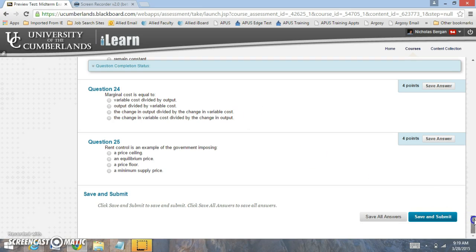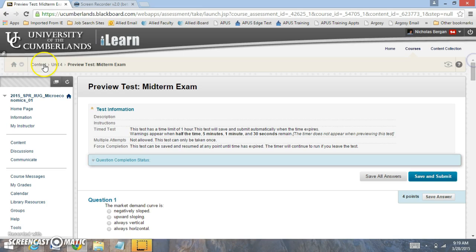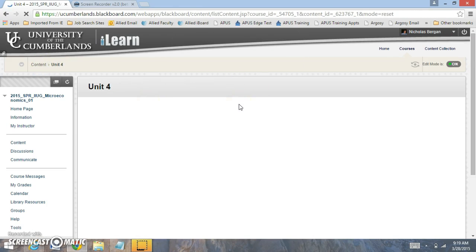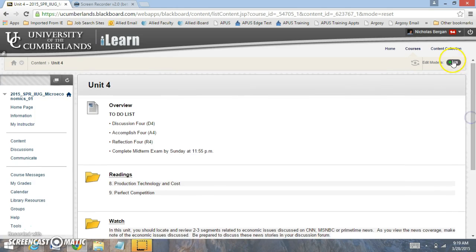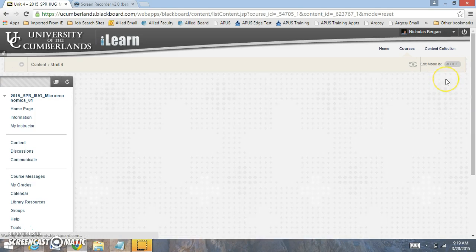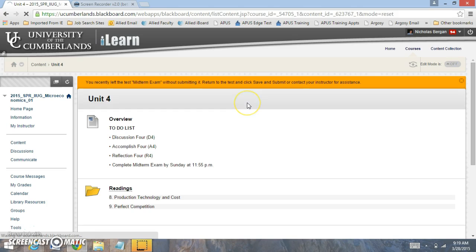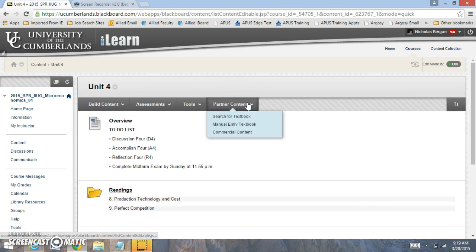So those are what you're going to be looking at with your midterm exam. Please note that you have only one attempt, and when you start the exam, you have to complete it at that point. And that's the key that a lot of people don't realize. You have to complete it at that point. So when you open it, make sure to complete it because there's no more attempts allowed on the midterm exam.